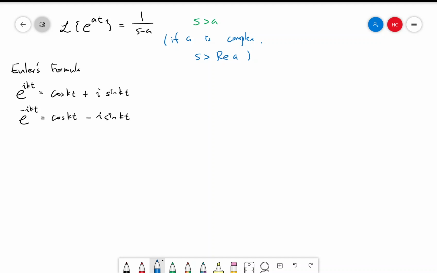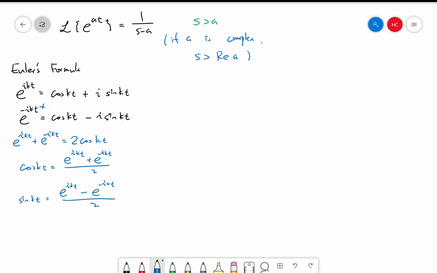If we add the two things together, then we get e to the ikt plus e to the negative ikt equals 2 cosine kt. Dividing by 2 on both sides, we get cosine kt equals e to the ikt plus e to the negative ikt over 2. And similarly, we have sine kt equals e to the ikt minus e to the negative ikt over 2. Now using this, we can calculate the Laplace transform of cosine kt.